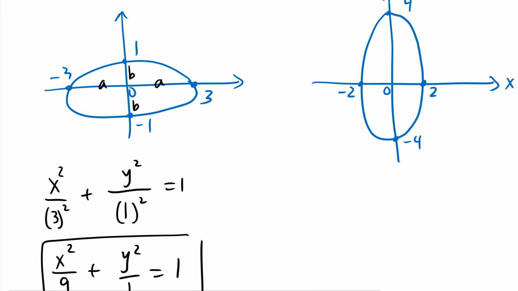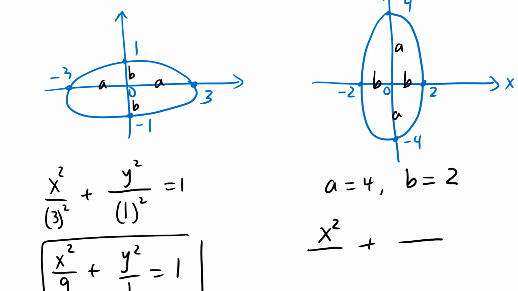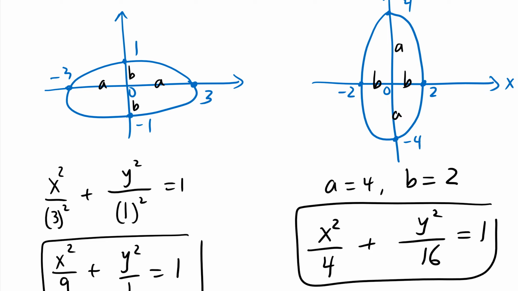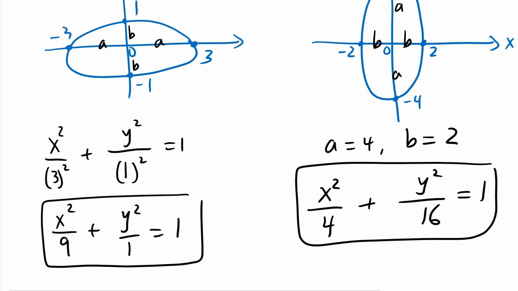For this one, this is a, this is b. So a is 4 and b is 2. So it goes x squared over 2 squared, y squared over a squared. So the bigger number goes below the y. Here the bigger number goes below x because it's parallel to the x-axis. The second one was parallel to the y-axis, so the bigger number goes below the y.